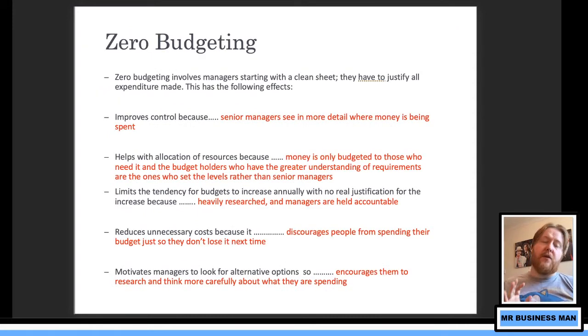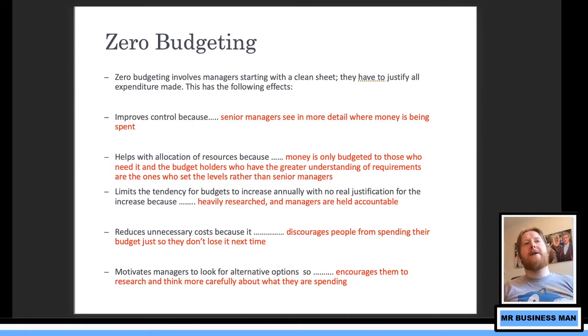Now, the last one that we've not really talked about yet is zero budgeting. And zero budgeting involves managers starting with a clean sheet. They have to justify all expenditure made. This has the following effects, okay? So instead of saying you've got £2,000 to start with, you've got zero budget, okay? And you've got to justify everything you spend.